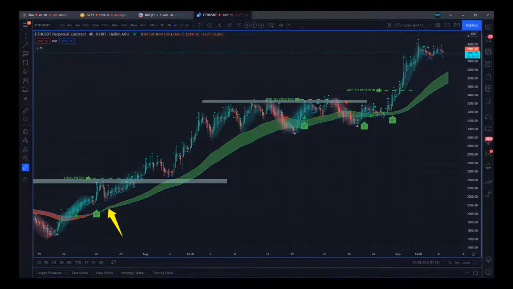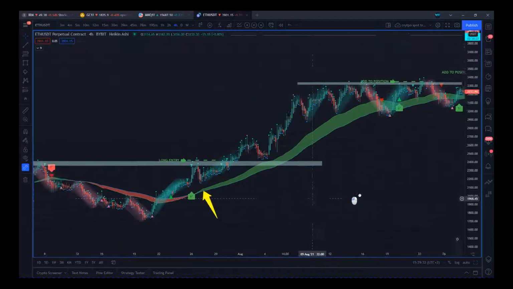So this is Ethereum USDT on the 4-hour time frame. This is a longer term play, and this is for the summer of 2021. I want to talk about the signal, the confirmation, the entry, and then the trade management. It's not going to be too long a video, but I want to zoom in a little bit first.